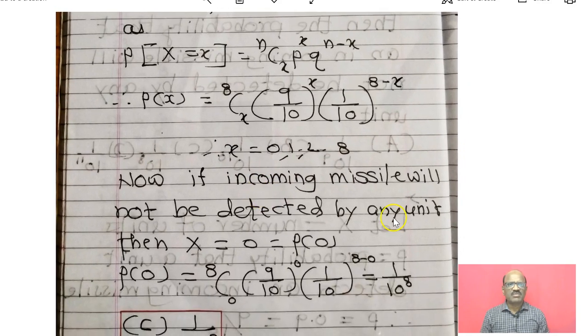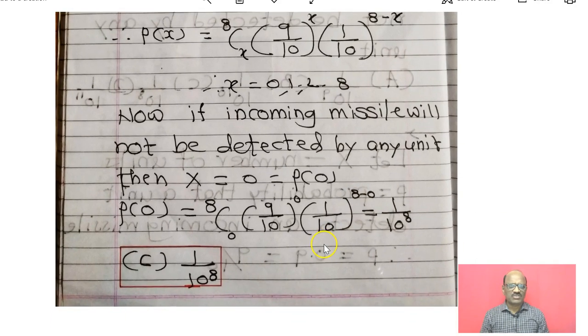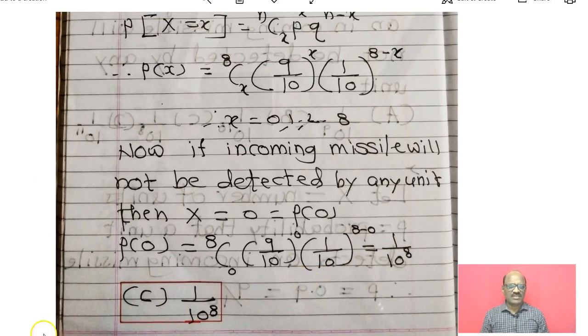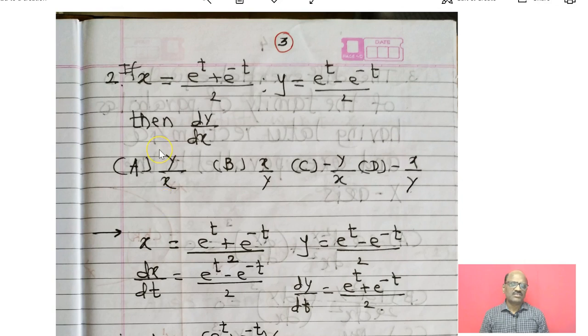Now if the incoming missile will not be detected by any unit, then x is equal to 0. That is P of 0 is equal to 8C0 into (9 upon 10) raised to 0 into (1 upon 10) raised to 8 minus 0, and that is equal to 1 upon 10 raised to 8, and hence option C is the correct one. Now next, the second question.